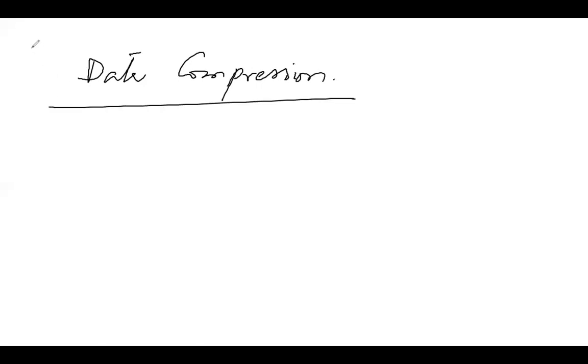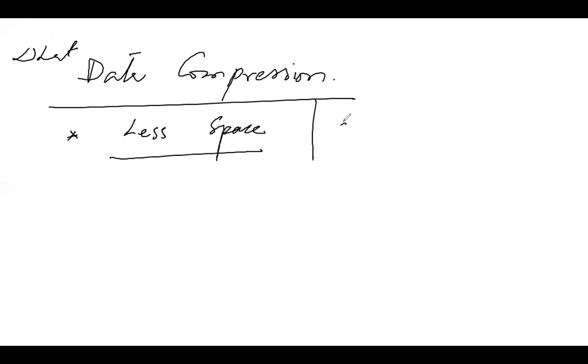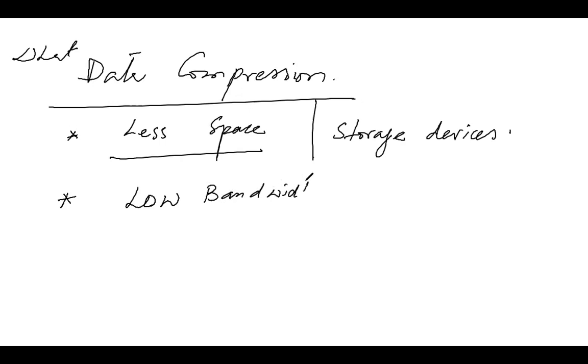So let me explain why we go for data compression. What is the main reason behind that? Number one, we have less space on storage devices. And similarly, we also have low bandwidth to carry data.